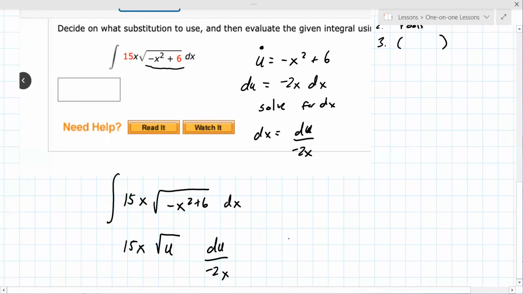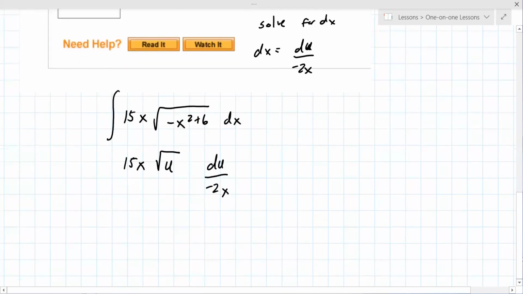And this is really critical. If you've made the correct substitution, then the x's will cancel. You will not see any x's. And we have made the correct substitution here because this x cancels with this x up here. And this becomes negative 15 over 2 square root of u du. Okay. Please let me know if there's something in here that you'd like clarification on or explanation again for.